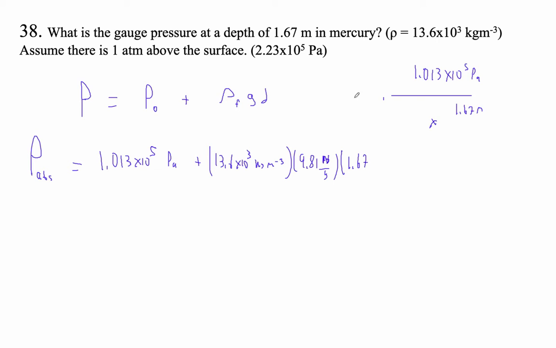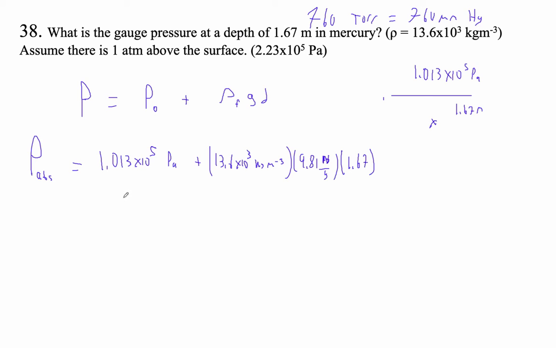Remember though that 0.760 meters of mercury is 1 atmosphere. That's what a torr is. 760 torr, that's millimeters, equals 760 millimeters of Hg. So this is going to be well above an atmosphere. Okay, so let's go ahead and do this.